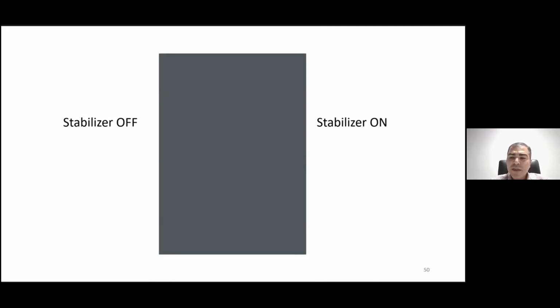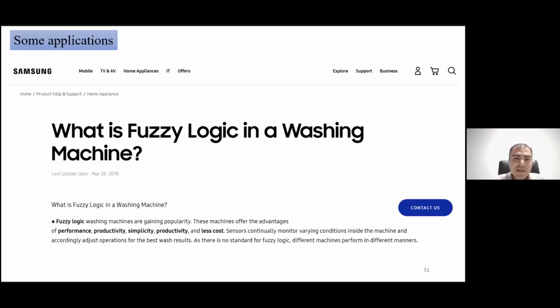If you hear something about intelligent dynamic noise cancellation, active noise cancelling, active stabilization, or super steady feature in camera, or intelligent control in consumer products like washing machine, then possibly with high probability they use fuzzy logic. So let me show you some other examples. Samsung is one of the companies that use fuzzy systems in their products, in washing machines and in other products, I think.